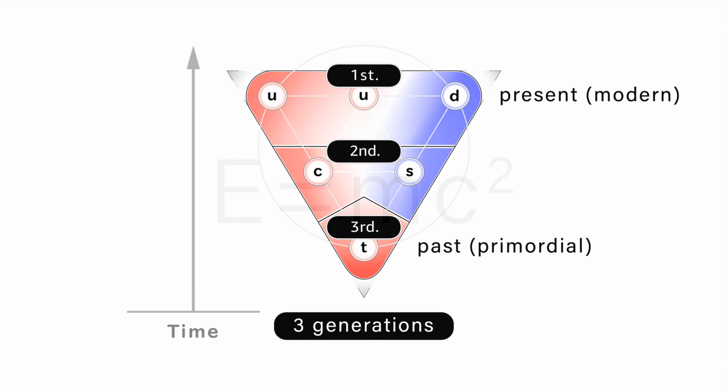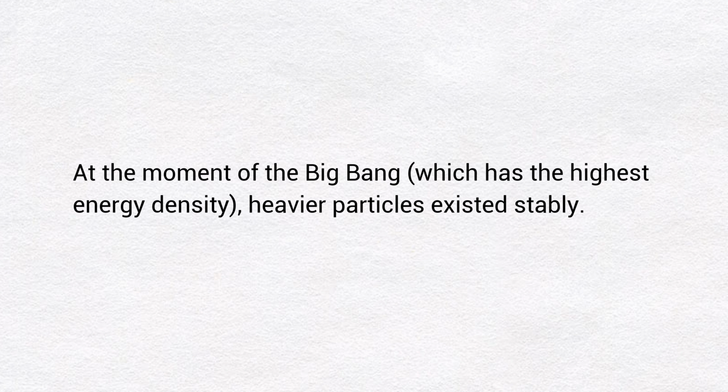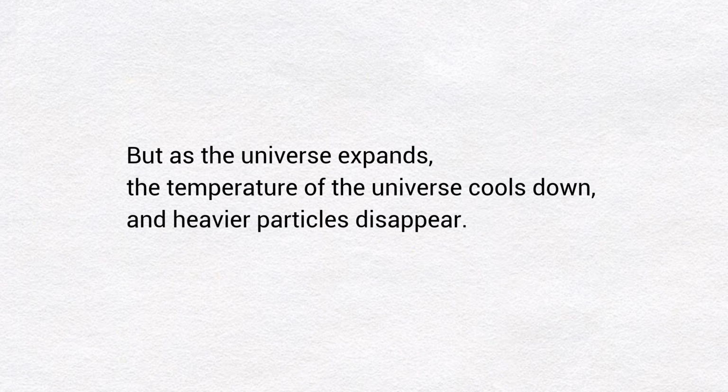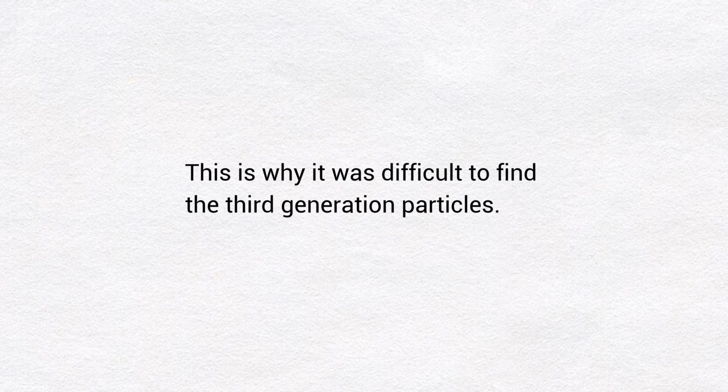Because kinetic energy is proportional to mass, higher energy can produce heavier particles. At the moment of the Big Bang, which has the highest energy density, heavier particles existed stably. But, as the universe expands, the temperature of the universe cools down, and heavier particles disappear. That is, the third generation particles, which are the heaviest, can be considered primordial particles, or extinct particles. This is why it was difficult to find the third generation particles.